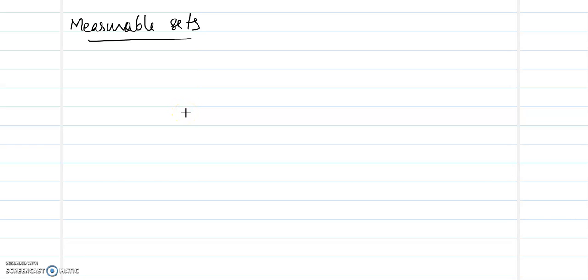The outer measure is countably subadditive. The outer measure is finitely subadditive. Also, the outer measure is translation invariant. But when we define a measure, the ideal measure must be countably additive. Here, when you take the measure m star, that is just countably subadditive.